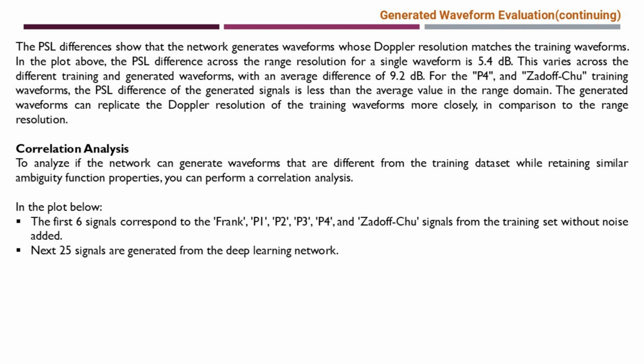To analyze if the network can generate waveforms that are different from the training dataset while retaining similar ambiguity function properties, you can perform a correlation analysis. In the plot below, the first 6 signals correspond to the Frank, P1, P2, P3, P4, and Zadoff-Chu signals from the training set without noise added.